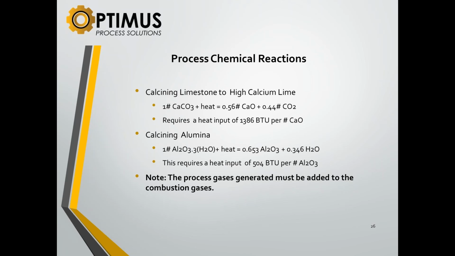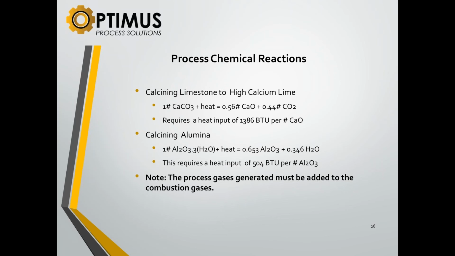Just like combustion, but it's not. And then you do the same with aluminum trihydrate. You have to put heat in to make this happen, and that's 1,387 BTUs per pound. So there's a heat loss, and there's a mass of carbon dioxide that I have to add to my combustion gases to get the final gases coming out of the kiln. So that's part of your process gases, part of the mass.